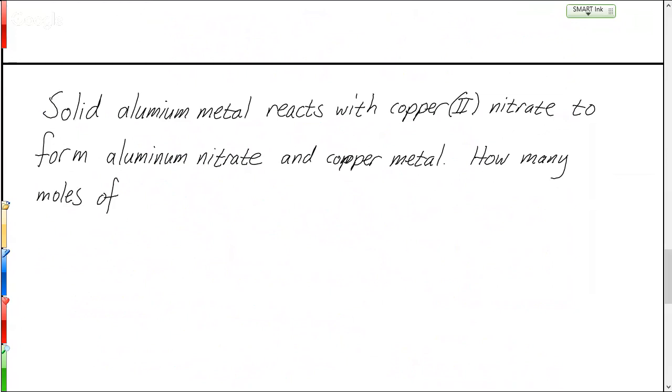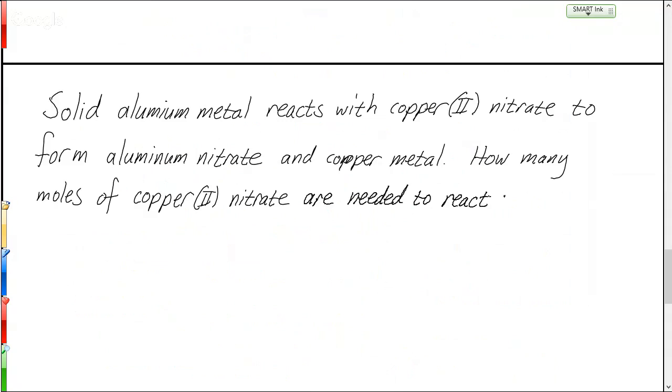How many moles of copper 2 nitrate are needed to react with 1.7 moles of aluminum?